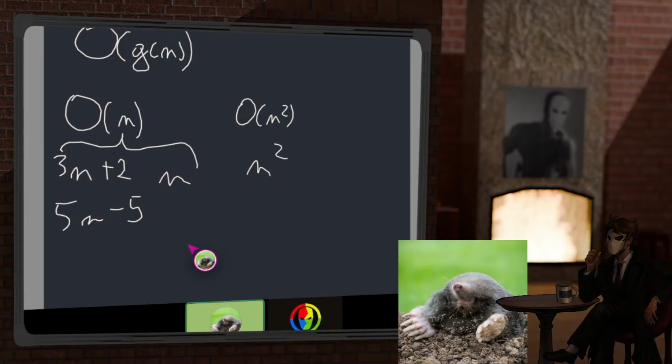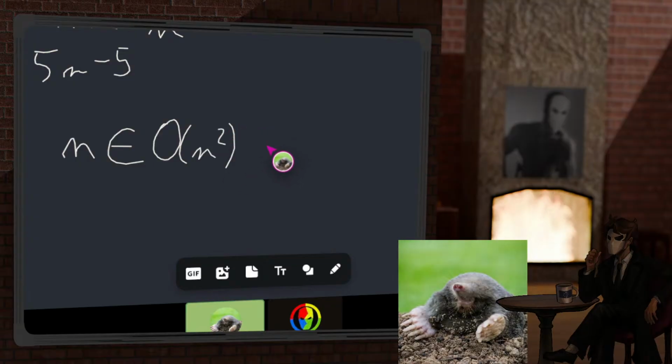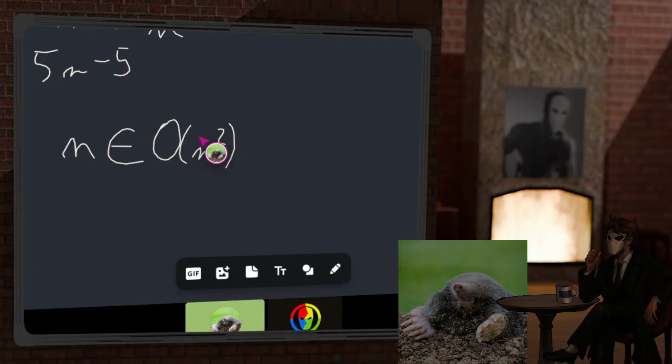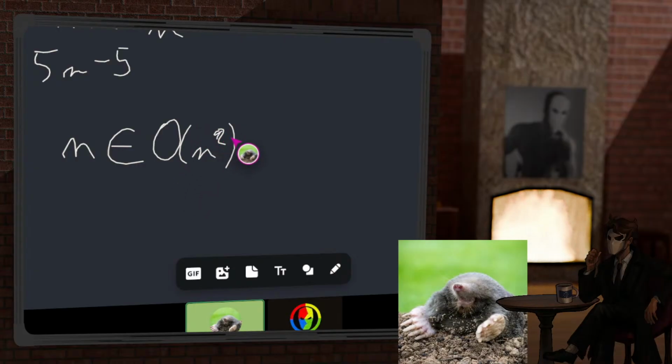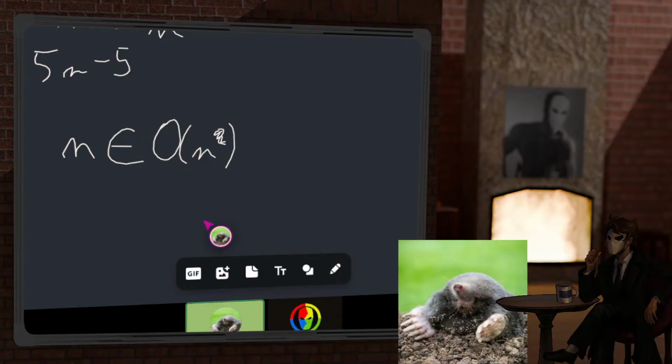Now, there is a slight issue with this, and that is that if I am talking about a function, for example, n, I could totally say that it is in O of n squared. But something doesn't feel very right with that. We kind of want to remove this, say that it is in O of n. To give more concreteness to this idea, we are going to introduce omega and theta.